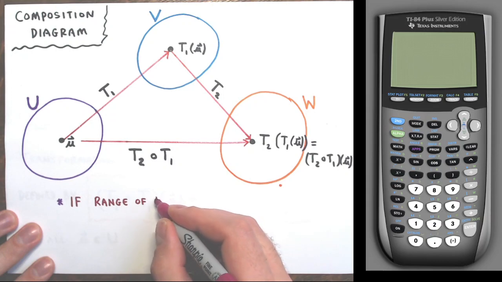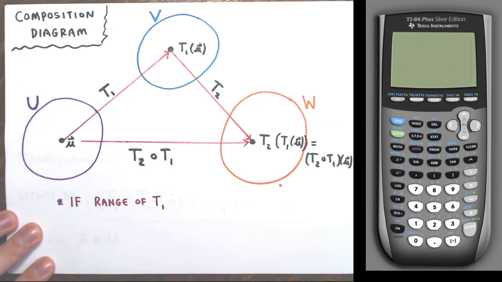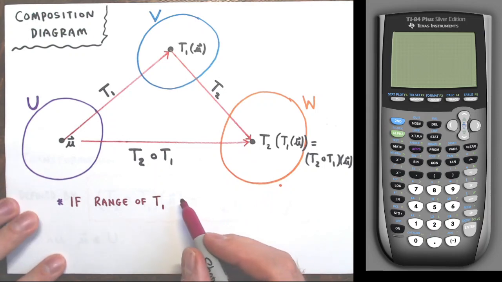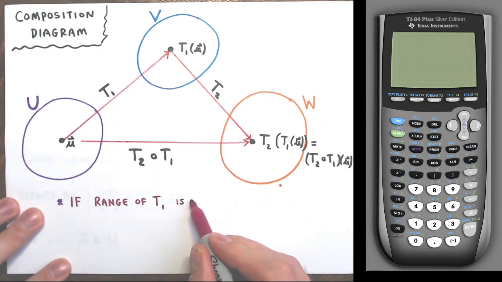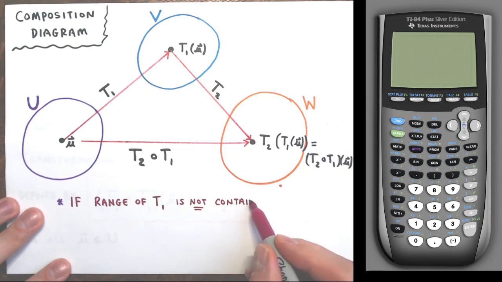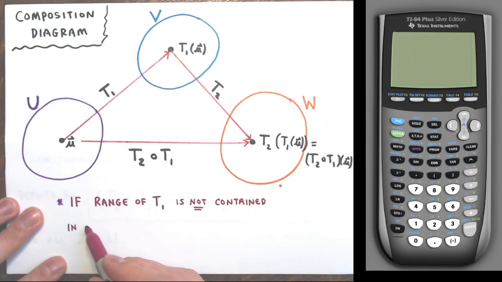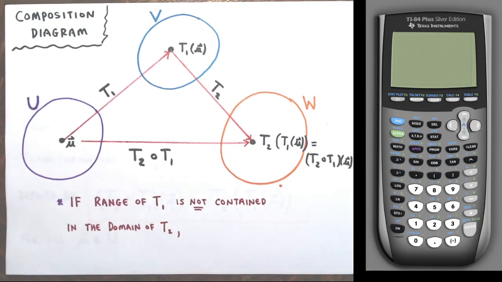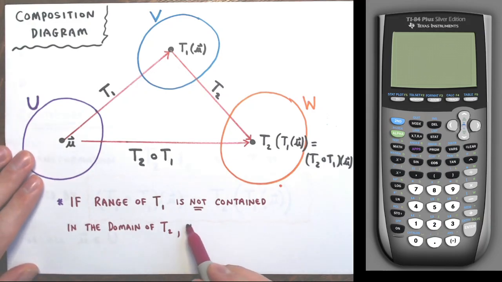If the range of T1 is not part of the domain of T2, right? If the range of T1 is not contained in the domain of T2, then the function composition T2 composed with T1 would not be well defined. Then T2 composed with T1 is not well defined.